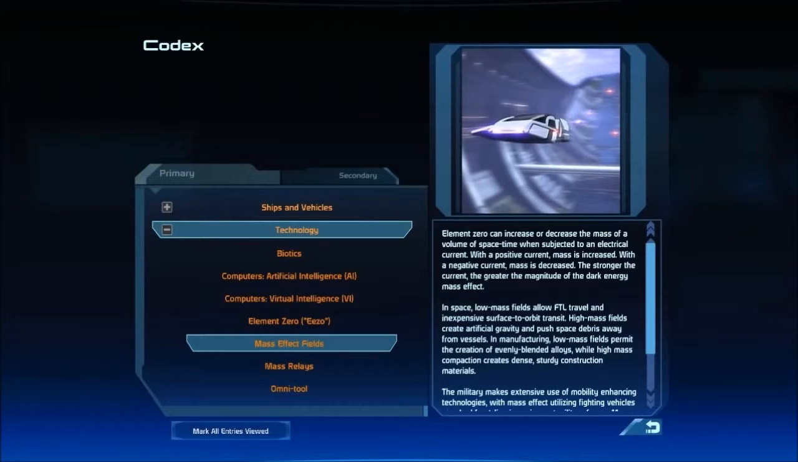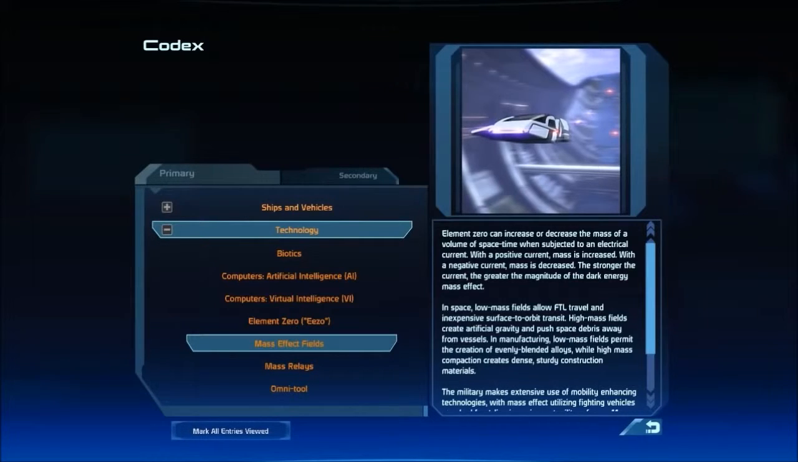Element Zero can increase or decrease the mass of a volume of space-time when subjected to an electrical current. With a positive current, mass is increased. With a negative current, mass is decreased. The stronger the current, the greater the magnitude of the dark energy mass effect.